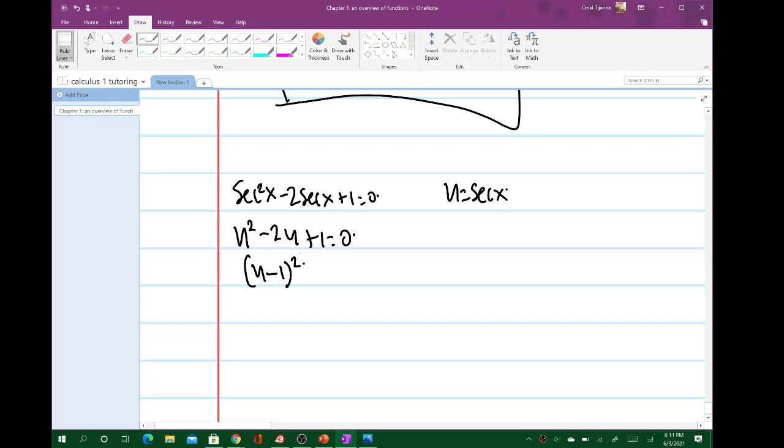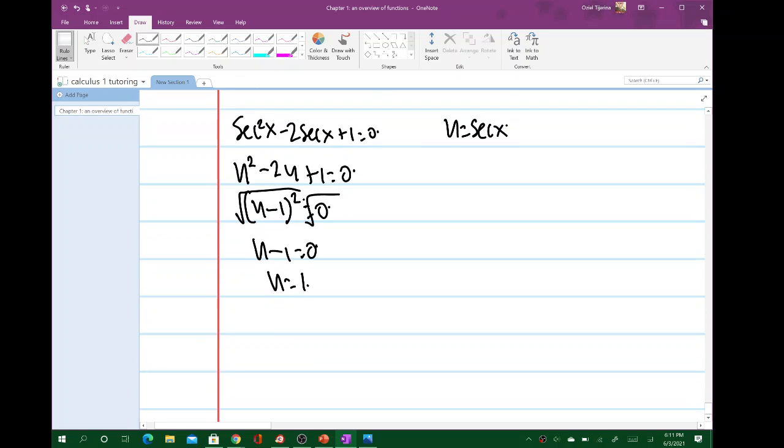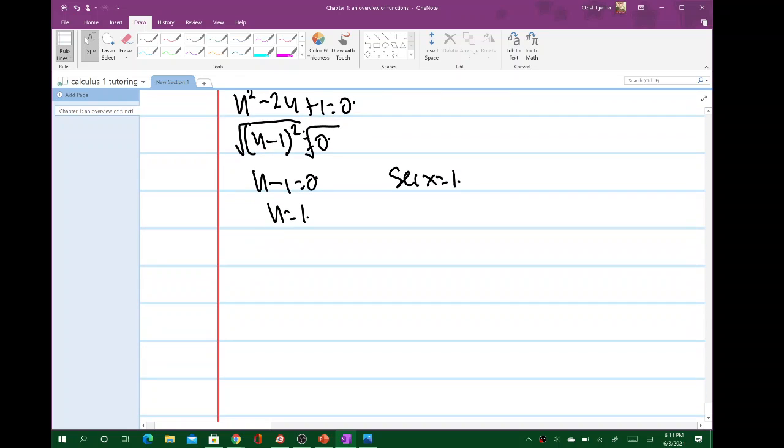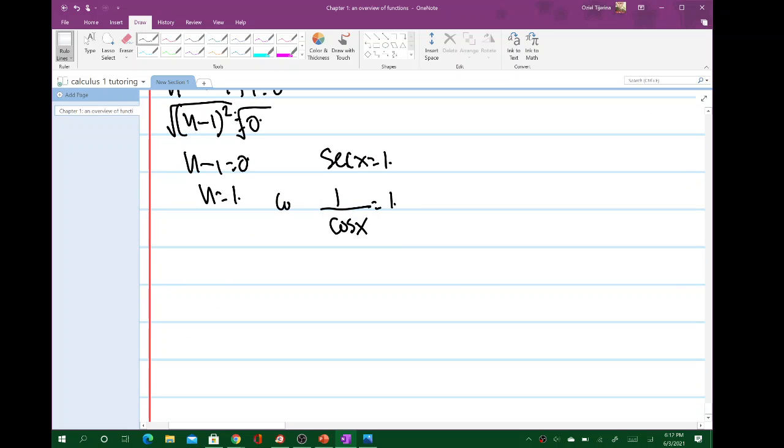And so this is equal to 0. So then you do u minus 1 equals 0. So this means that u equals 1. So that means that secant x equals 1. And we have to turn this into sine and cosine, right? So it'd be 1 over cosine x equals 1. That means that if we multiply both sides by cosine x, we get 1 equals cosine x.